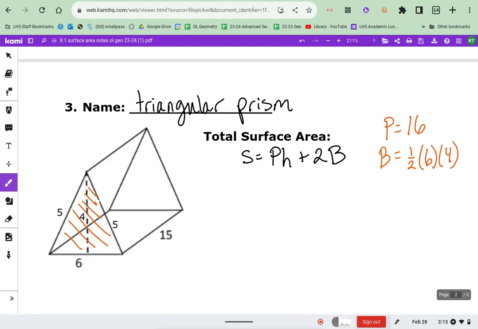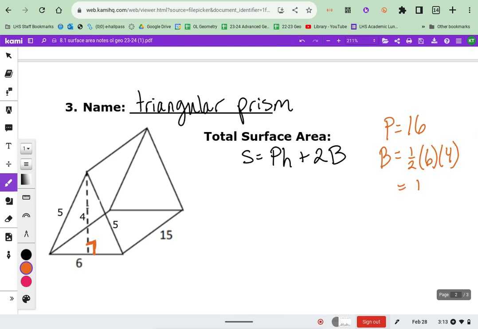The reason why I know that it's 6 and 4 is because 6 and 4 make a right angle together, and base and height always make right angles together. That's why 6 is the base and 4 is the height. So our base is 12.